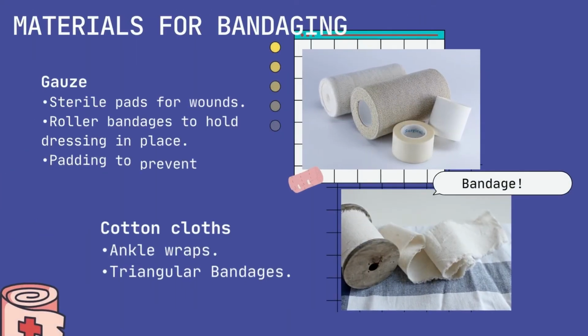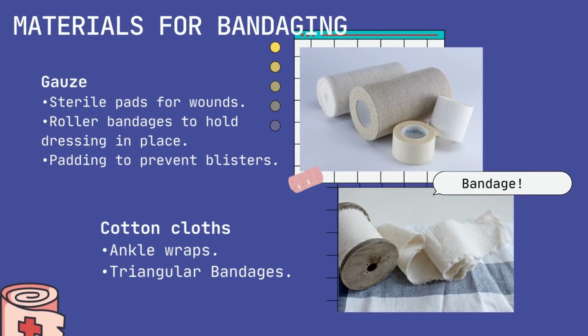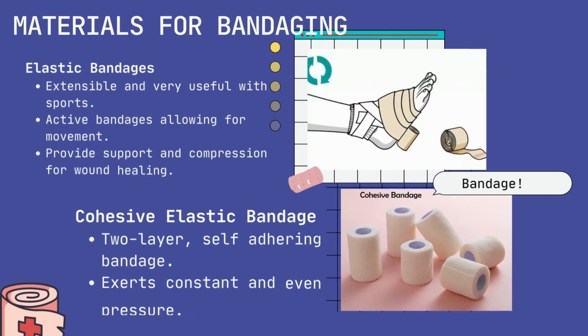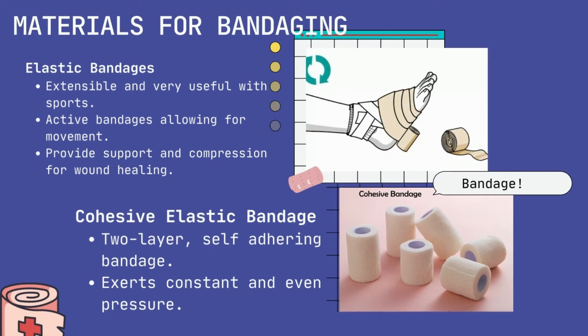Materials for bandaging: gauze, sterile pads for wounds, roller bandages to hold dressing in place, padding to prevent blisters, and cotton cloths, ankle wraps or triangular bandages. Elastic bandages, extensible and very useful in sports. Active bandages allow for movement and provide support and compression for wound healing. And cohesive elastic bandage, a 2-layer self-adhering bandage that exerts constant and even pressure.